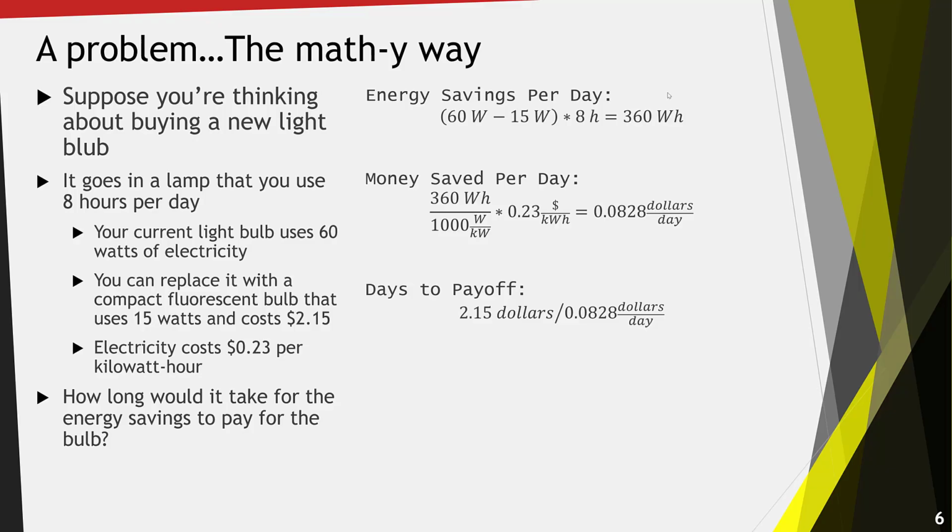Now that you know this, you can calculate how long it will take you to pay off the light bulb. The light bulb costs $2.15. You divide that by your per day savings, and that gives you the total number of days it would take to pay off the light bulb, which, as it turns out, is 25.96 days. Now, how might we implement this analysis in R?